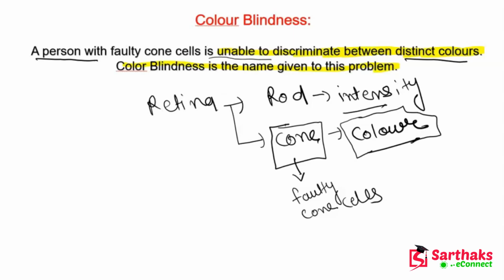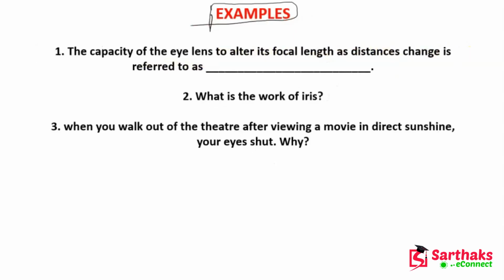Now let's move ahead to the next slide. Here we will see some examples. The first example: the capacity of the eye lens to alter its focal length as distances change is referred to as what? We know from the previous slides that the capacity of the eye lens to alter its focal length as distance changes is referred to as the power of accommodation.